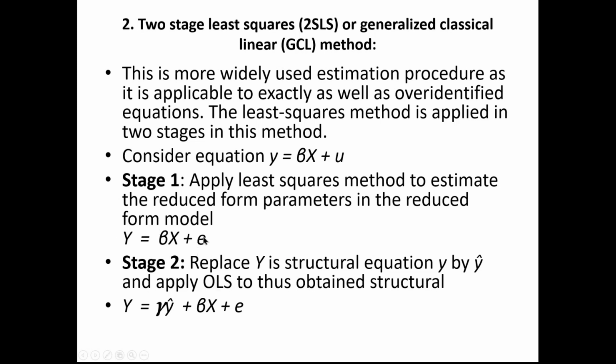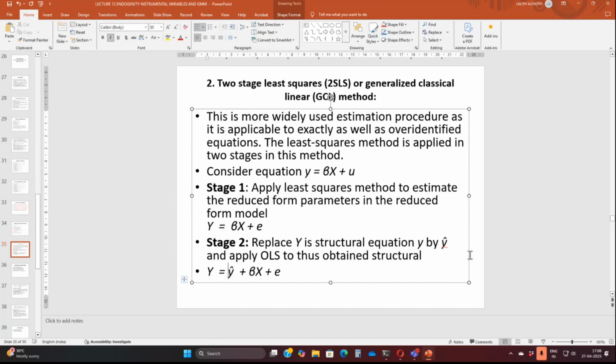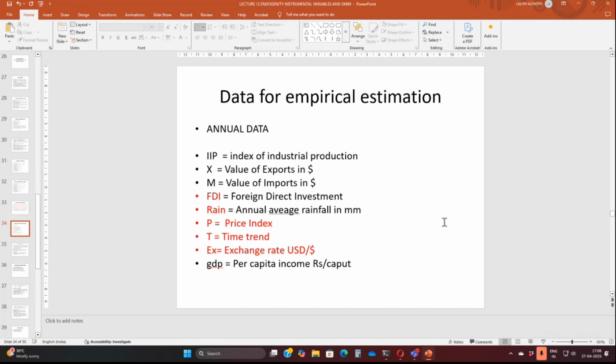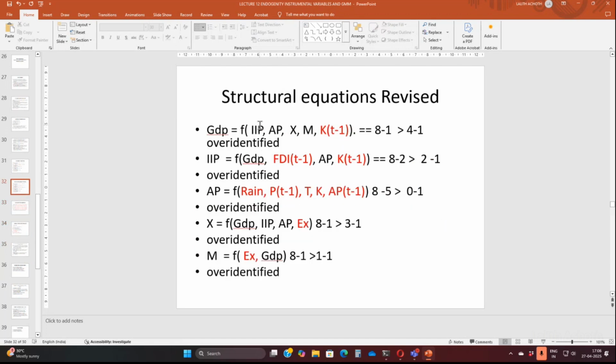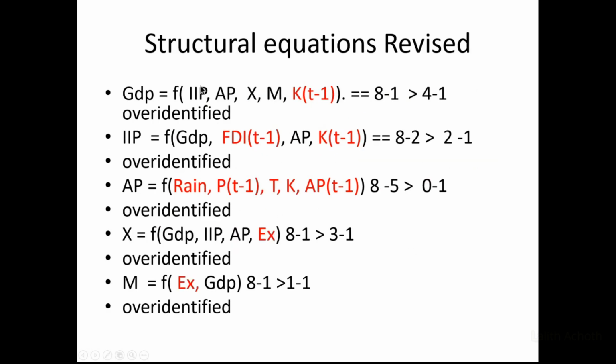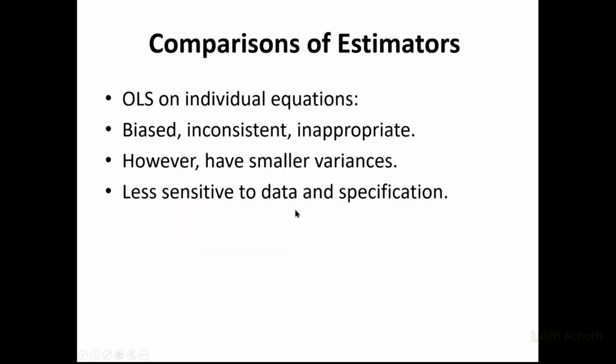Then in the second stage, instead of using the original variable y, you use y hat. Maybe I'll go back to this example. Here, you will not use IIP, you will use IIP hat. And where do you get that IIP hat from? This regression will give you that IIP hat. So that is the change that you make from traditional simple equation regression. I will use IIP hat, AP hat, X hat, M hat. I know then these hats are not correlated with the error. That is the idea. Okay, so that's two-stage, you'll understand.